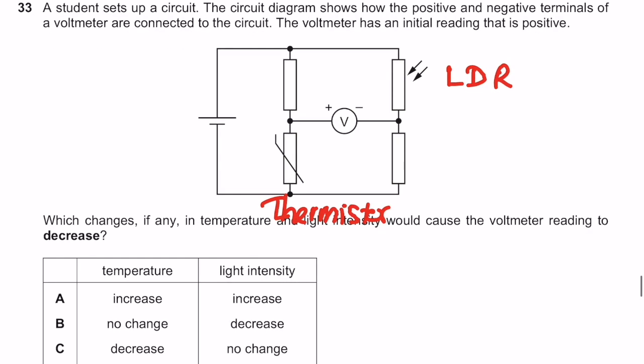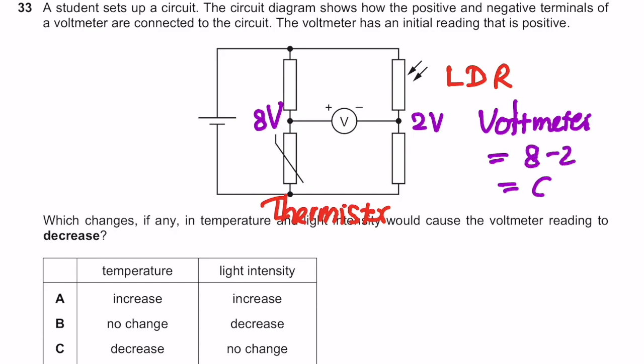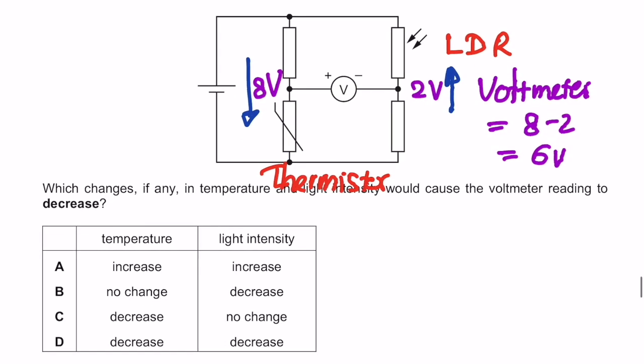Now, the best way to approach these questions is to put in some numbers. Example, 8 volt here, 2 volt here. So voltmeter reading is 8 minus 2, 6 volt, right? So if you want this number to decrease, you can do two things. You can decrease this 8 volt or you can increase this 2 volt.